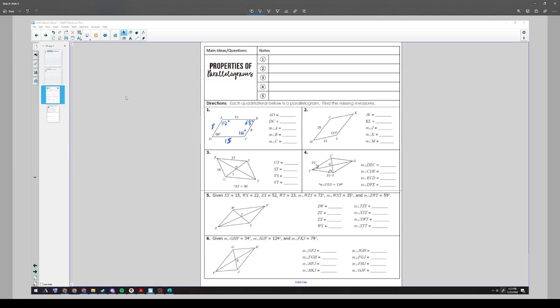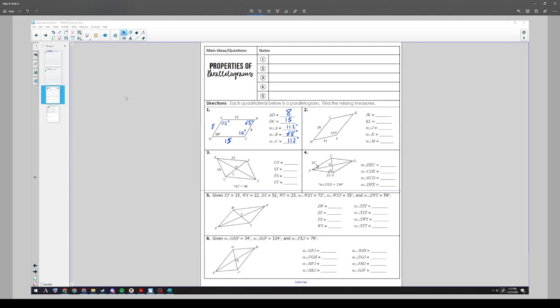Let's see, AD we labeled as 8, BC is 15, measure of angle A is 112 degrees, measure of angle B is 68 degrees, and measure of angle C is 112 degrees. So that's pretty straightforward. Number 2 is a similar exercise, so I'll leave that one for you to do on your own. Number 3, we get into looking at the diagonals, though. So that's one that we want to pay attention to.